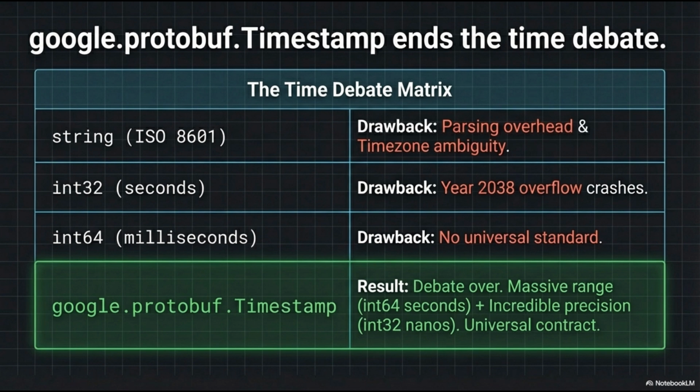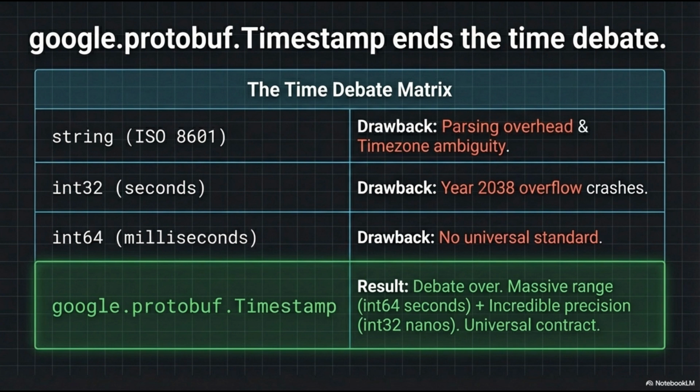And more importantly, the debate is just over. The contract explicitly says, this is a Google Protobuf timestamp. I don't have to write custom conversion logic in my Java service to handle whatever weird time format the Python service decided to spit out. Exactly. It just works natively. And it's not just timestamp. There's duration, which represents an interval of time, like 5 seconds or 10 milliseconds. Yeah. You use that exact same internal seconds and nanos structure.